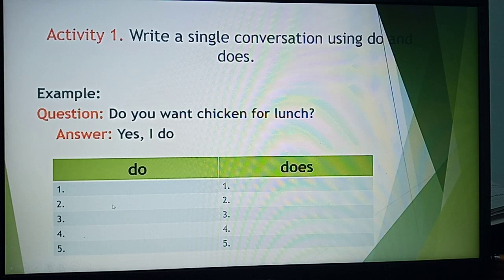Then you write again a question in number 2 and answer at the same time using do. And then you go here. Write a single conversation using does and then answer it. And then proceed to number 2. Write another example again. So you got 10 items. 10 single conversations using do and then does.